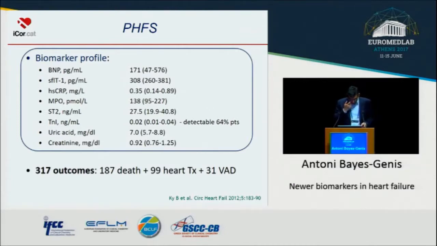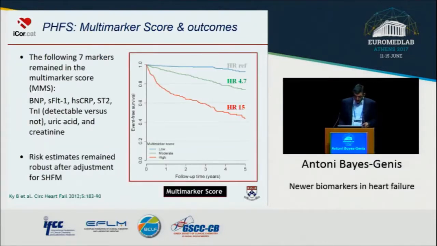They did have 317 outcomes, 187 deaths, 99 transplants, 31 VADs, and these are the main results. So they picked 7 markers which remained in the multi-marker scores, and these were BNP, sFLT1, CRP, ST2, conventional troponin I, which was measured as detectable versus not, uric acid and creatinine. And when you look at the risk estimate, you get a high multi-marker score with a hazard ratio of 15, which is very high, an intermediate 4.5, and a low, which is our reference. So when you have all these 7 biomarkers which are low, you have probably a very, very good outcome.